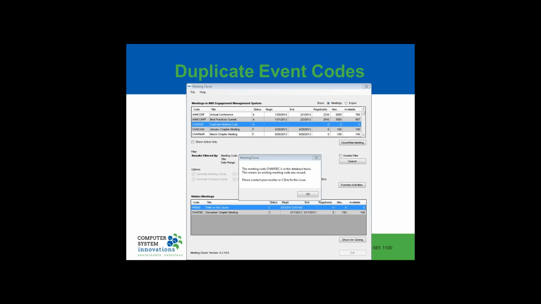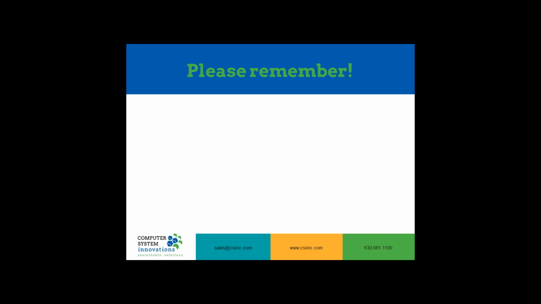As long as you don't have any registrants in the database, that's a lot easier to fix. But if you have registrants in the old code and the new code, that's a little harder to fix. Go ahead and contact CSI support, and I'll show you how to do that in a minute, and we'll help you get through that. And then you can go beat up the person that did that. All right? Okay, so more important stuff.